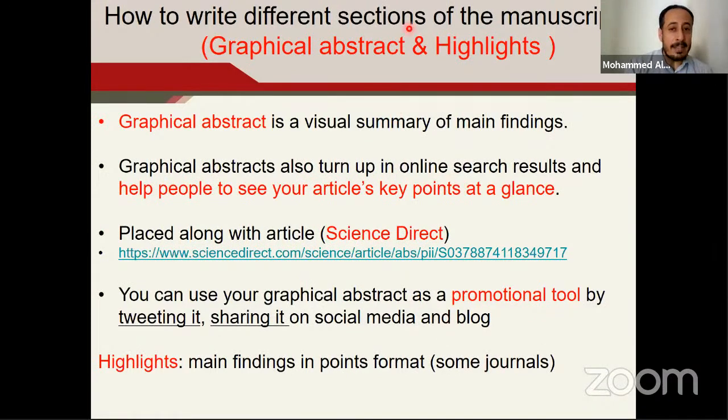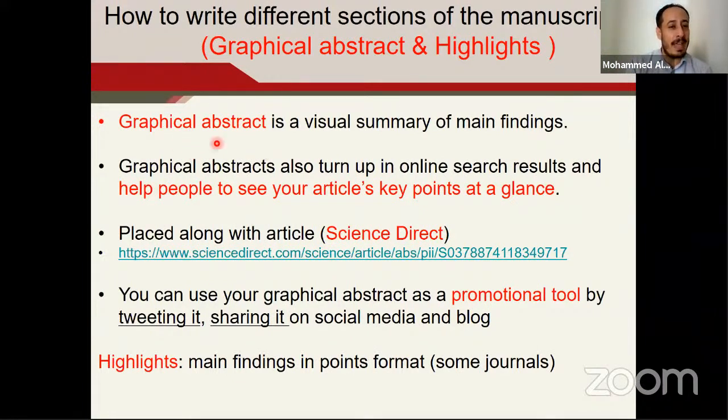Sometimes after the abstract, have you seen some journals request a graphic abstract? Some journals request highlights. So what is a graphic abstract? You know, the new generation prefers some visual shape or illustration to understand the topic. They don't even have time to read the abstract.